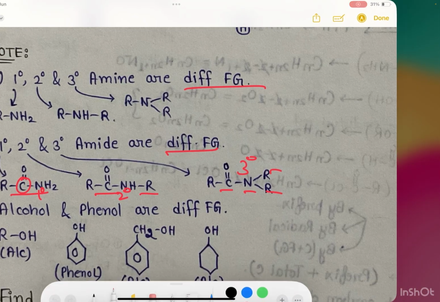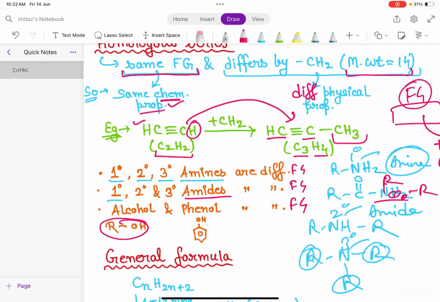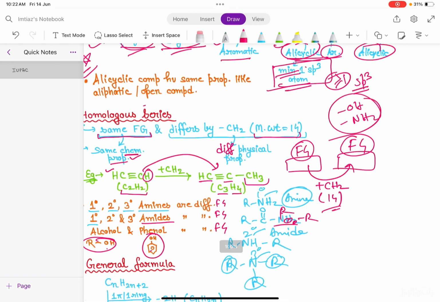Similarly for alcohol and phenol as well. Alcohol is ROH and phenol is this. What is another name of phenol? I mentioned it in the starting only. It's carbolic acid. So these two are also different functional groups. If you remember that these two are different, they can't form a homologous series. And this will be important when we are talking about functional group isomerism. So I hope this homologous series is also clear.